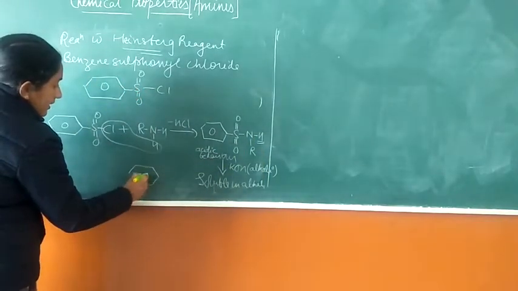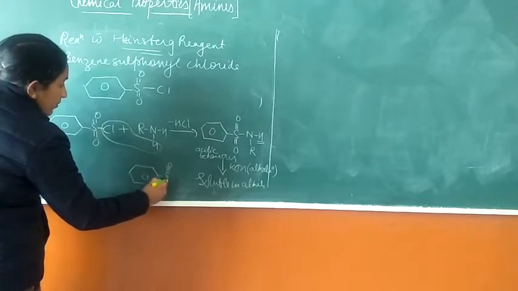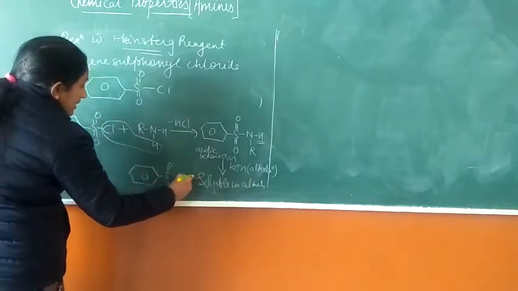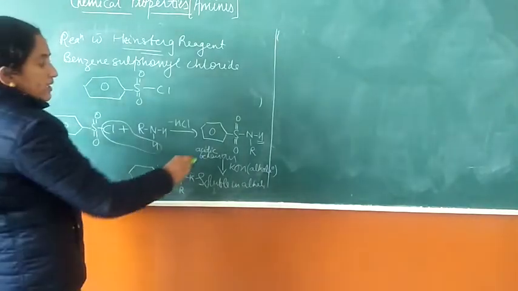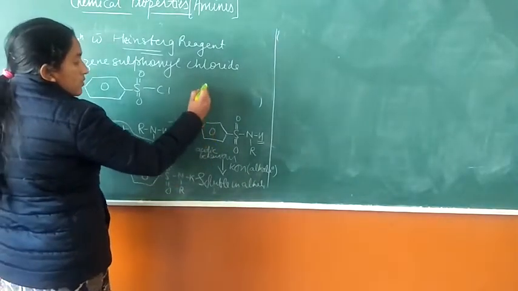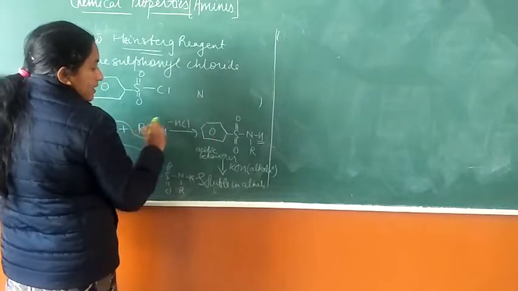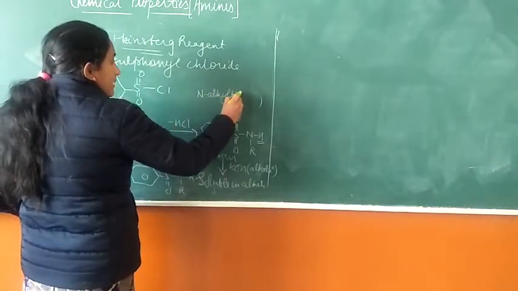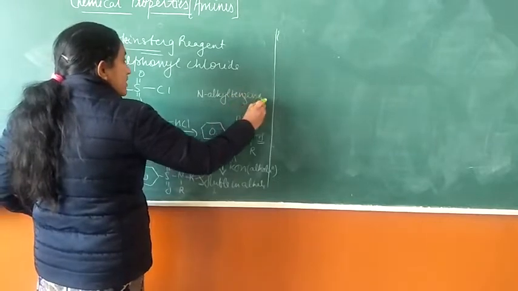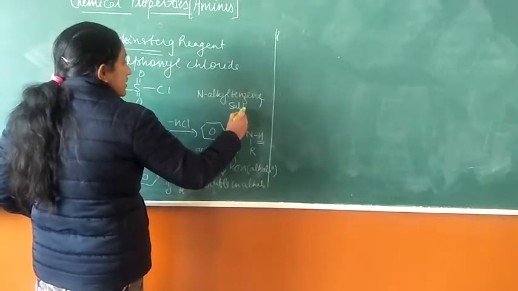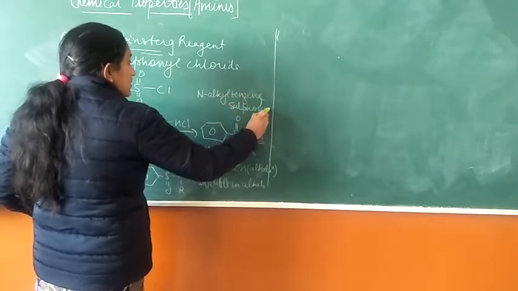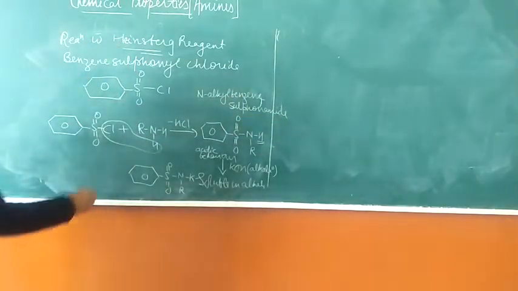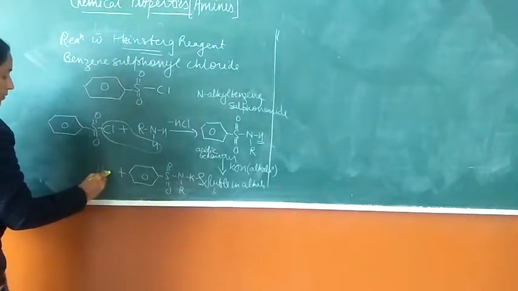Here there will be S double bond O, and this is going to be NRK. Now this compound which has been formed is known as N-alkyl benzene sulfonamide. And along with it, water will be formed.